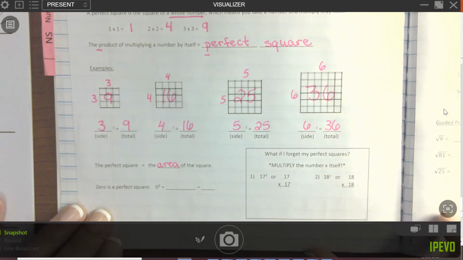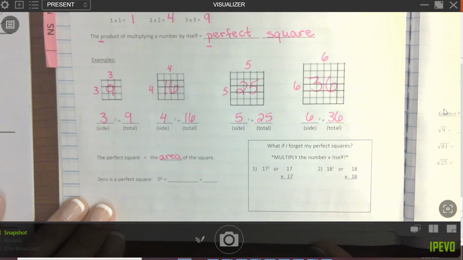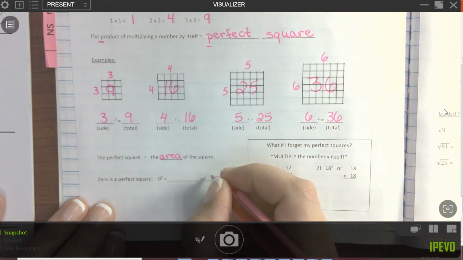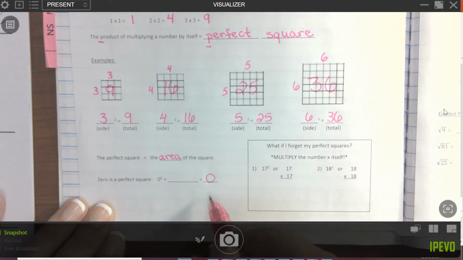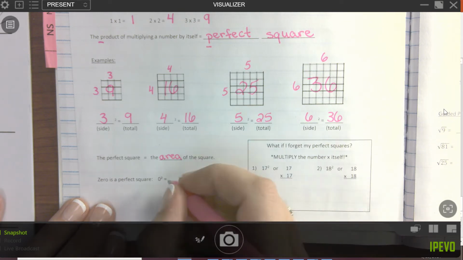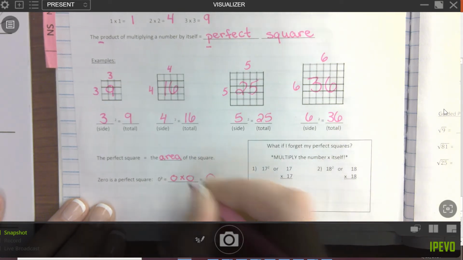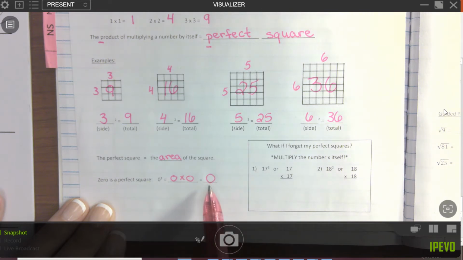Now there is a perfect square we were not able to model either with the tiles or with our graph paper, and that is 0. 0 is a perfect square because there is a number I can multiply by itself to give me the 0. So right here is the perfect square after the equal sign, because again, I can multiply a number by itself to give me 0. What number can I multiply by itself to give me 0? That also happens to be 0. So 0 times 0 is 0. This is the part we're talking about with the perfect square here. It's just that it so happens you're also multiplying 0 by itself to get that 0.